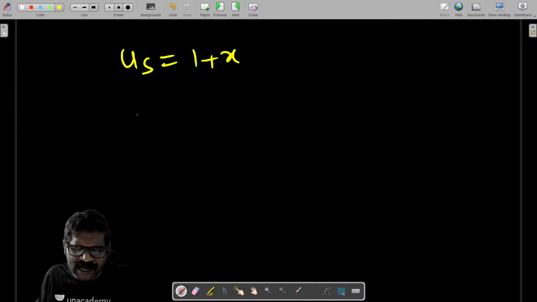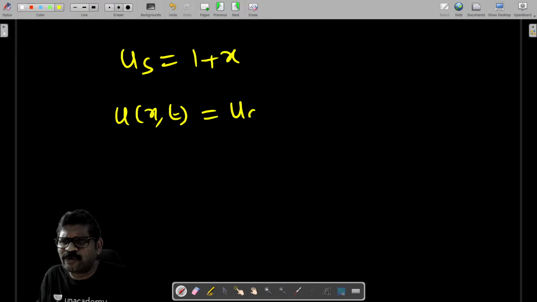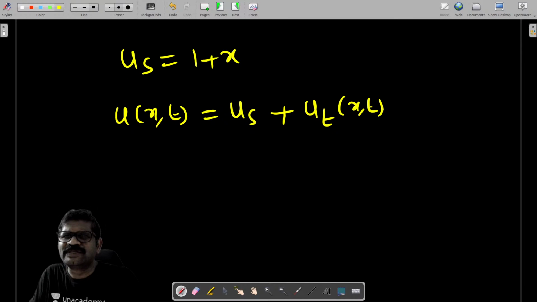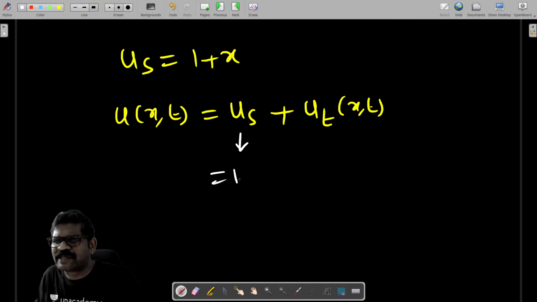Next, we have to calculate ut, the transient state temperature. To get the transient state temperature, generally we represent it by ut(x, t). Here u(x, t) = us + ut(x, t). So this is the steady state, 1 + x. We got it. ut(x, t) we have to calculate. How to calculate?